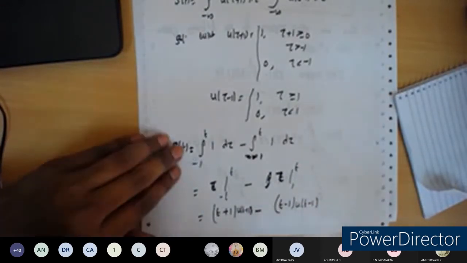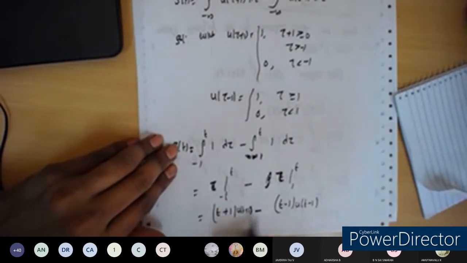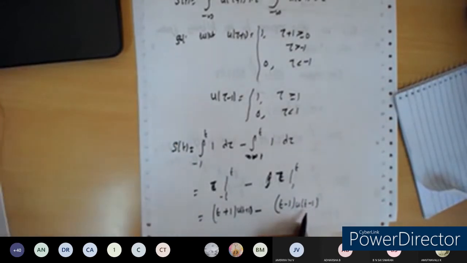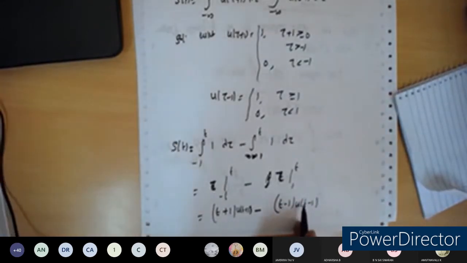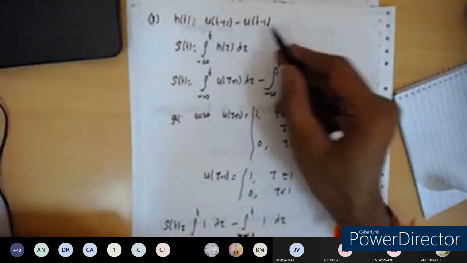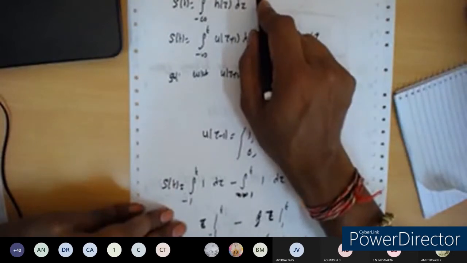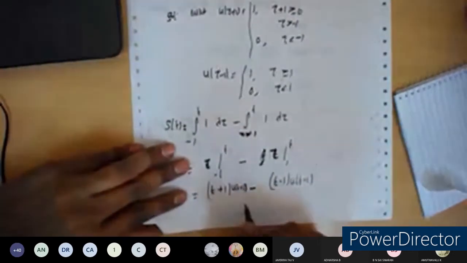Okay. So this is having the different functions or the different time limits. That's why we should take t plus 1 into u of t plus 1 minus t minus 1 into u of t minus 1. We should write here. Got it? Why? Because the input signal is defined like this, u of t plus 1 minus u of t minus 1. That's why for this signal, when there is a difference of the different time intervals, we have to take like this.